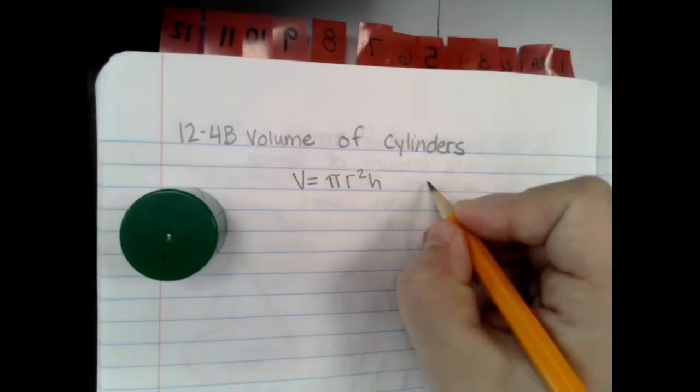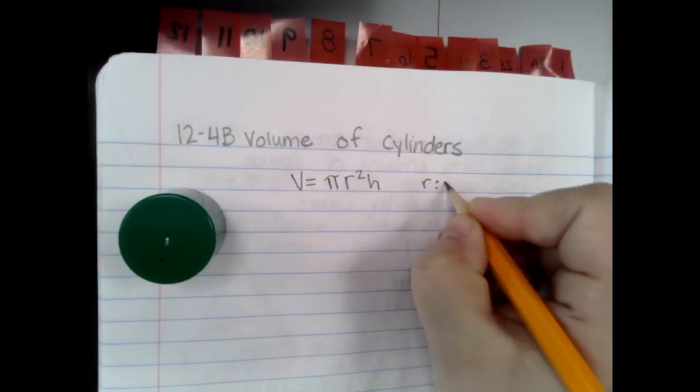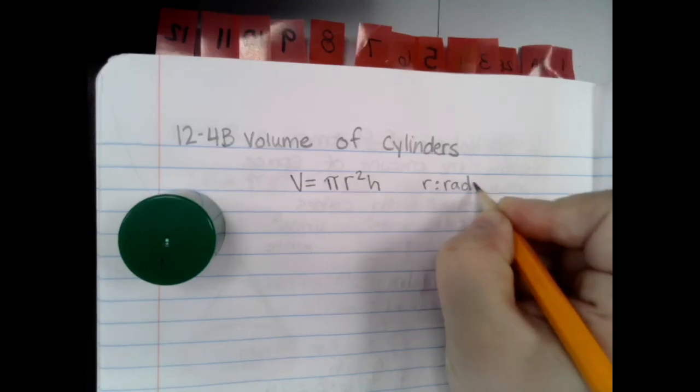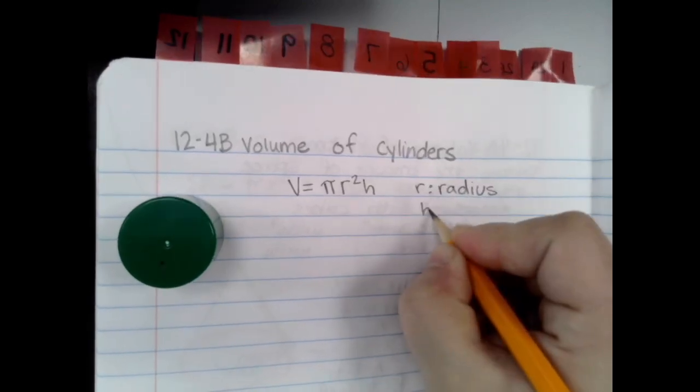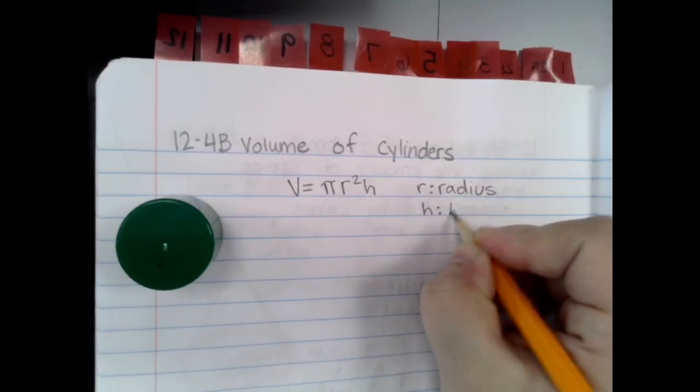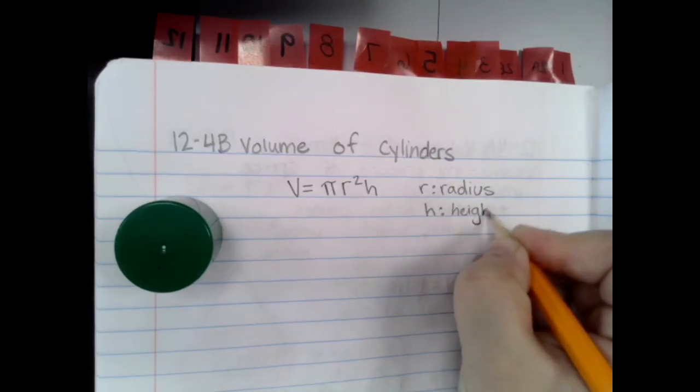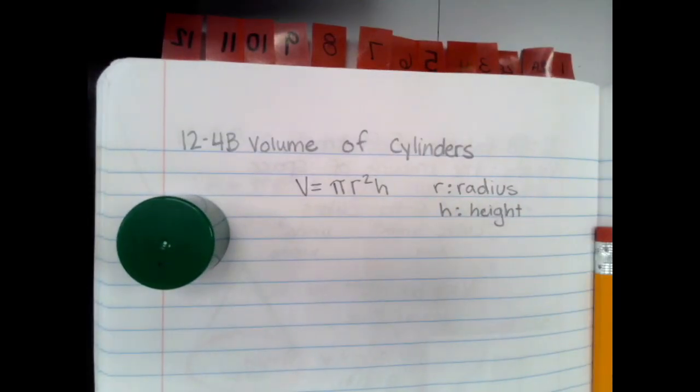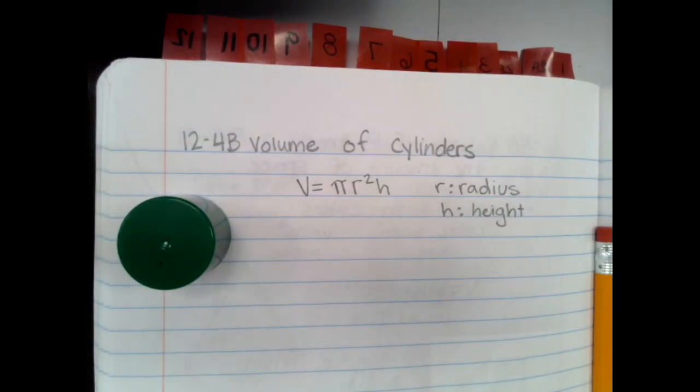So r stands for radius. h stands for height. Okay, if you want to grab two colors, I'm going to use yellow and red. I'm going to use yellow for radius today.